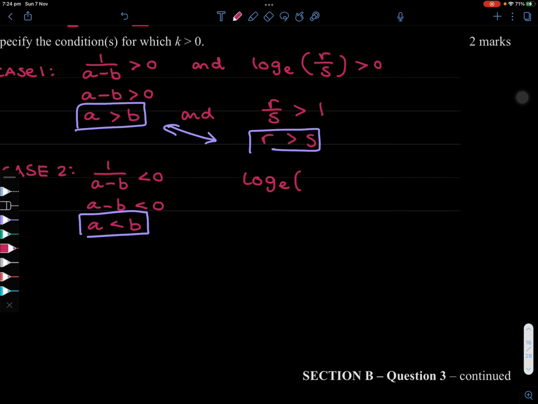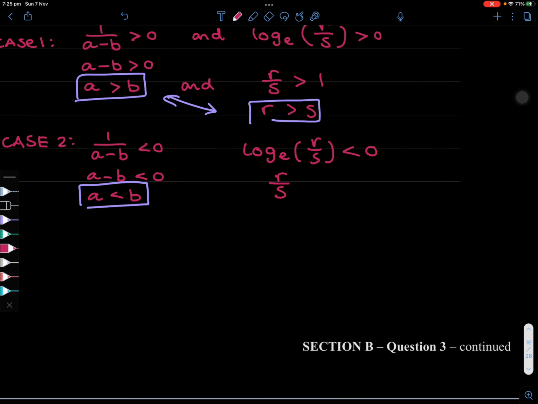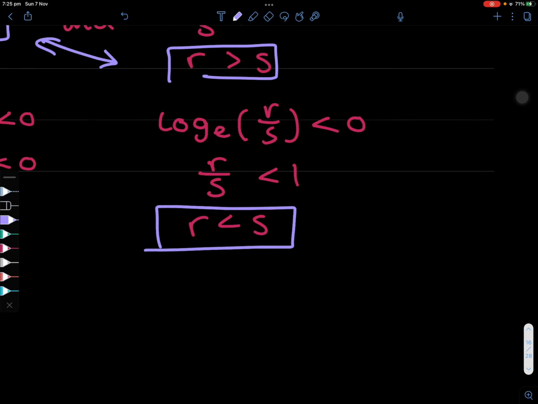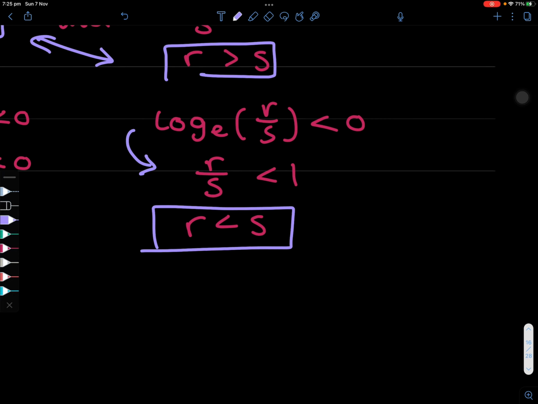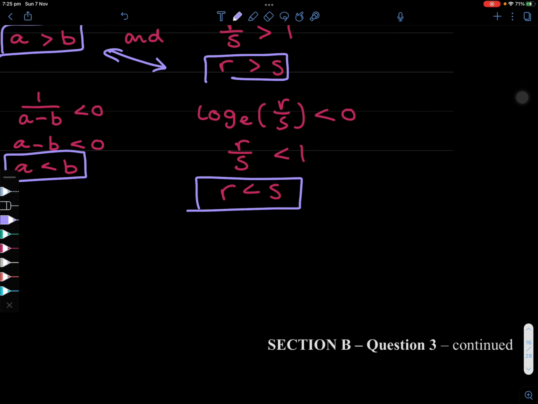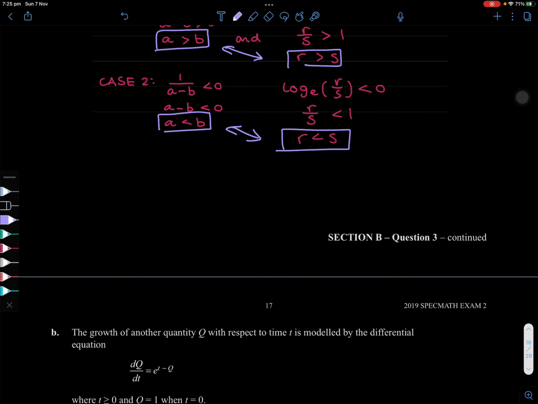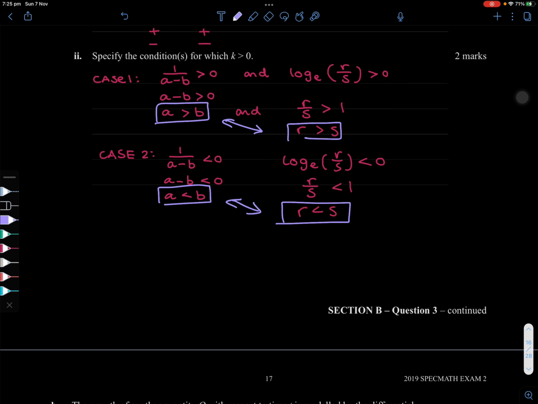And then for the next part, we need to have log e of r on s being negative as well. And this implies that r on s is less than 1, which means that r is less than s. Okay? So these need to happen at the same time. If you're wondering how I'm getting from here to here, all I'm doing is just taking e of both sides. They cancel. This becomes 1. Or you can logically think and say that in order for that to be less than 0 and negative, this needs to be a fraction that is less than 1. So these are our pairs as well. Okay? They need to be in that arrangement.